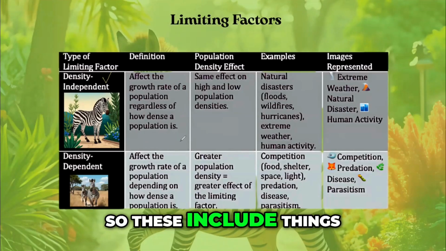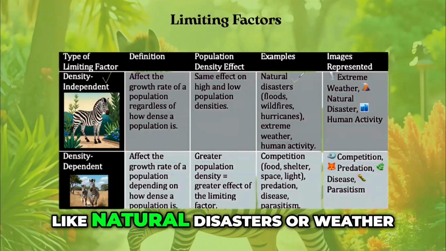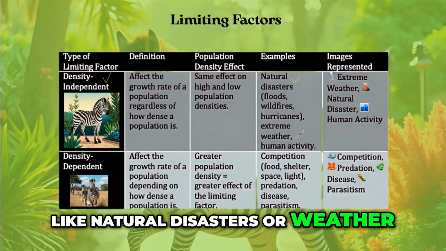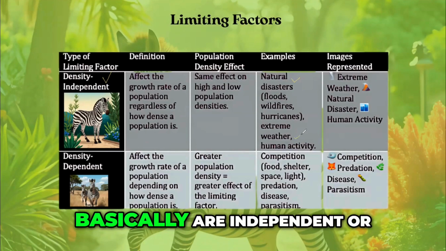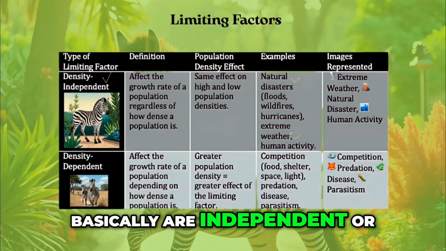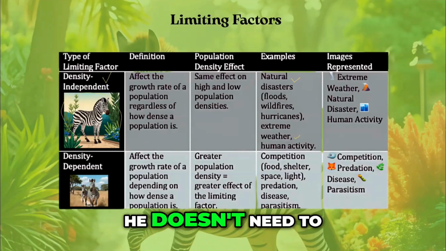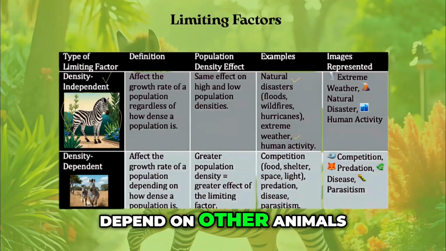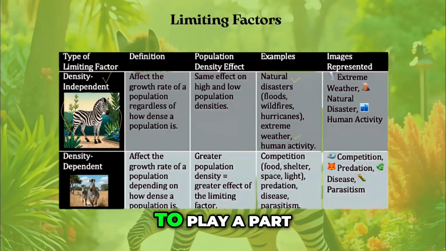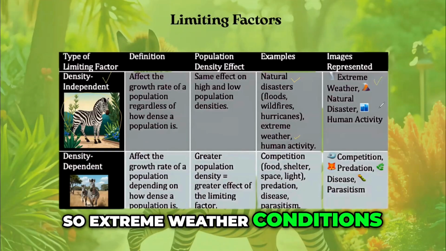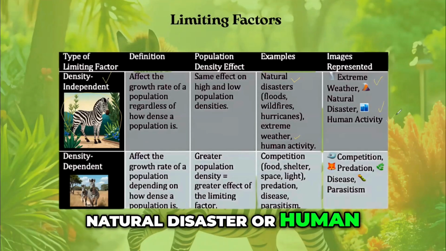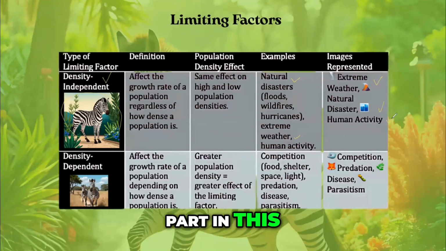So these include things like natural disasters or weather. These are factors that basically are independent or can stand alone. So Ed here, if he's on the run, he doesn't need to depend on other animals to play a part. So extreme weather conditions, natural disaster, or human activity can play a part in this.